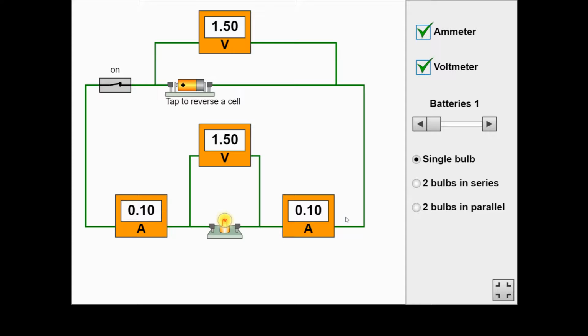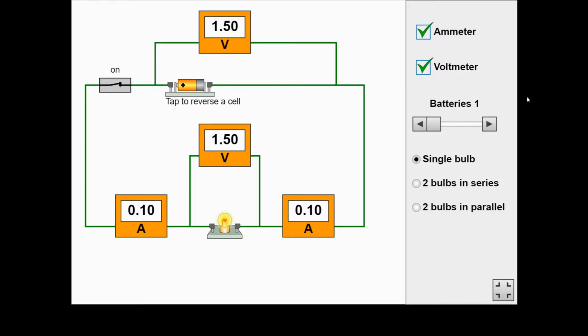Now, we also look at what else we've got in the circuit. We've got our ammeter telling us that we've got 0.1 amps. A key thing to notice here, this is a series circuit. We've only got one bulb in it, so it's only possible for it to be a series circuit. And the current, which is being read by the ammeters, is the same.